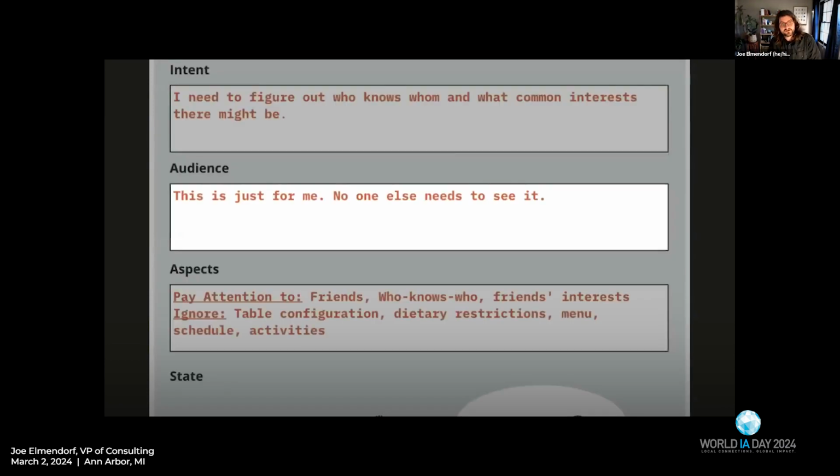Shifting over to our dinner party example, I am the sole host of this imaginary dinner party in my mind. I need to figure this out for myself. Eventually, I'll communicate to my friends where they need to sit, maybe have some conversation starters. But for right now, I'm the only one who's ever going to see this model that helps me behind the scenes figure out what's going on. And that is going to help me not put too much into it because it's just for me. I don't need to make it work for anybody else.